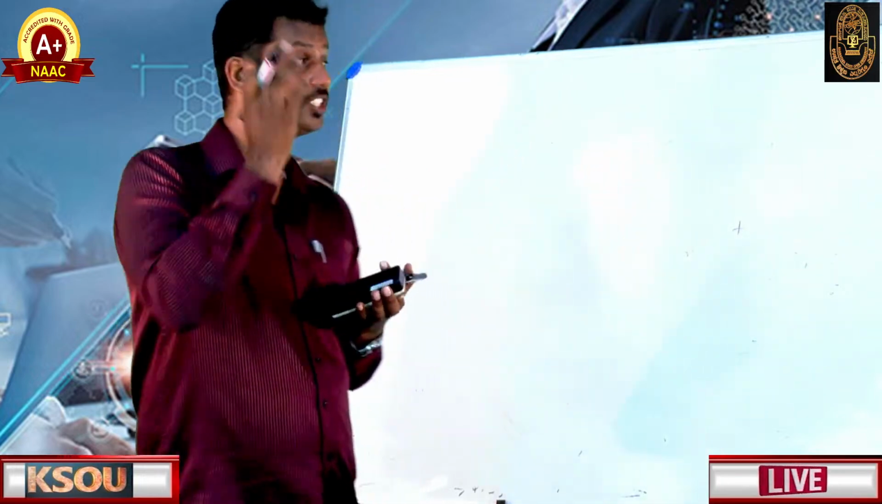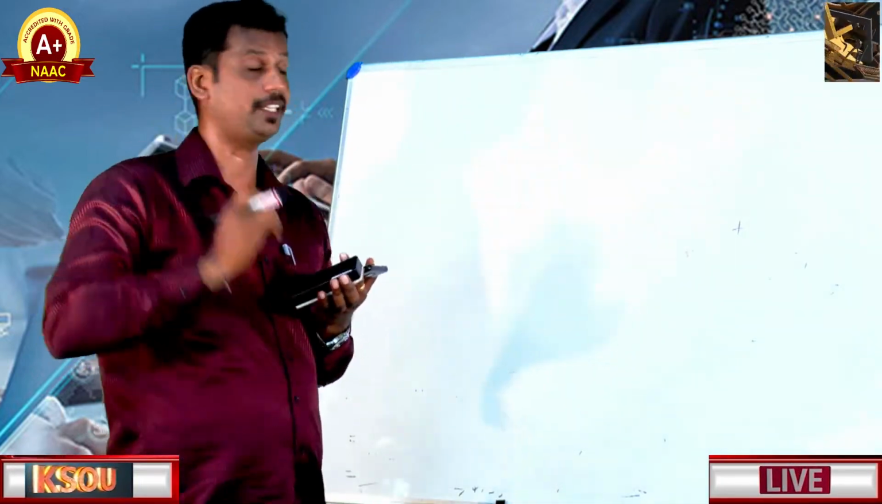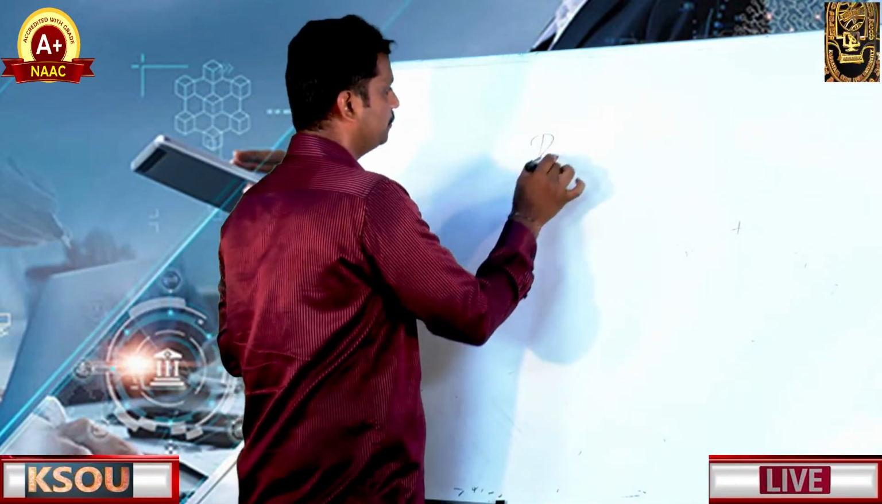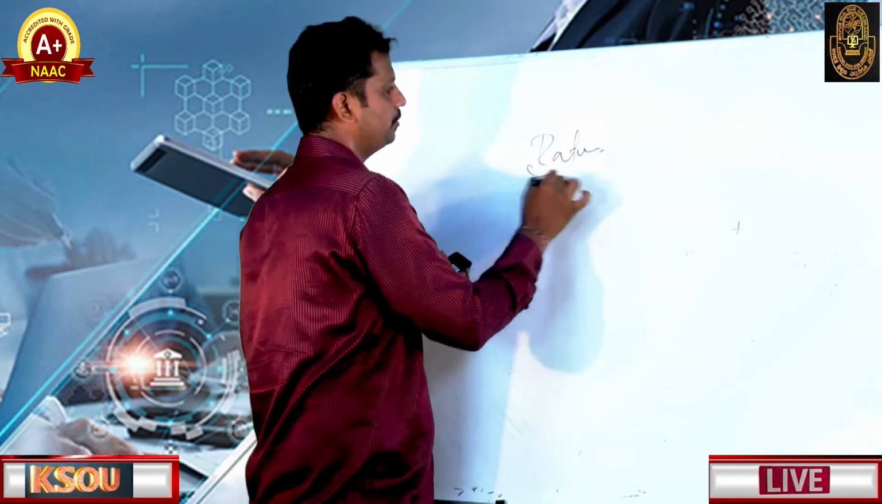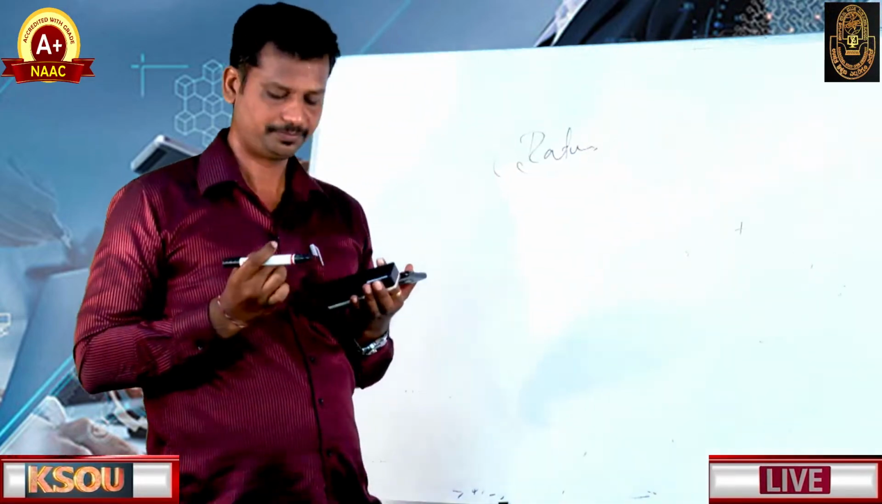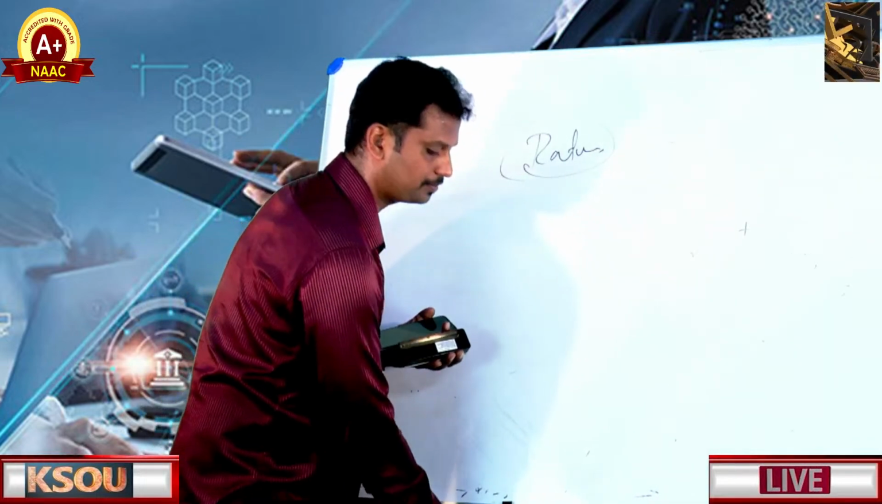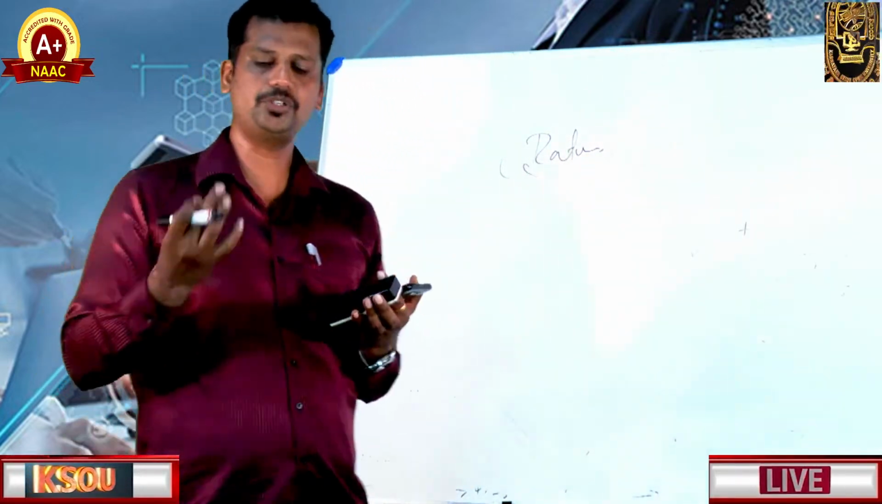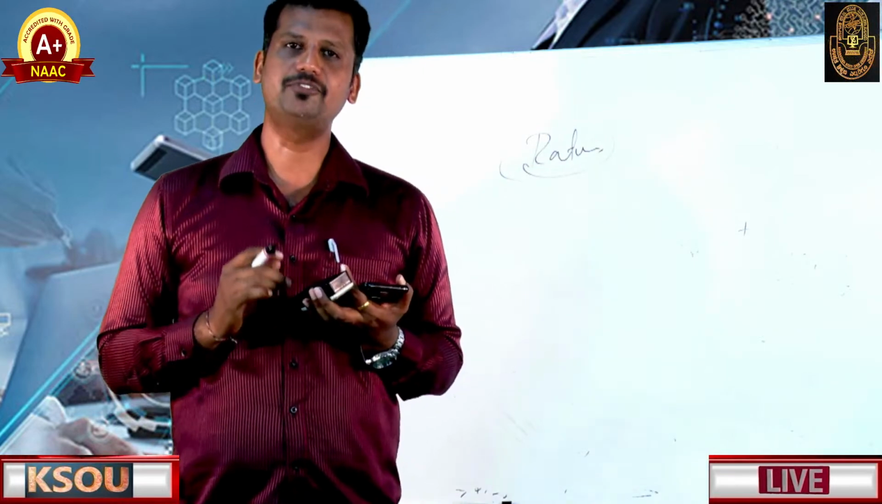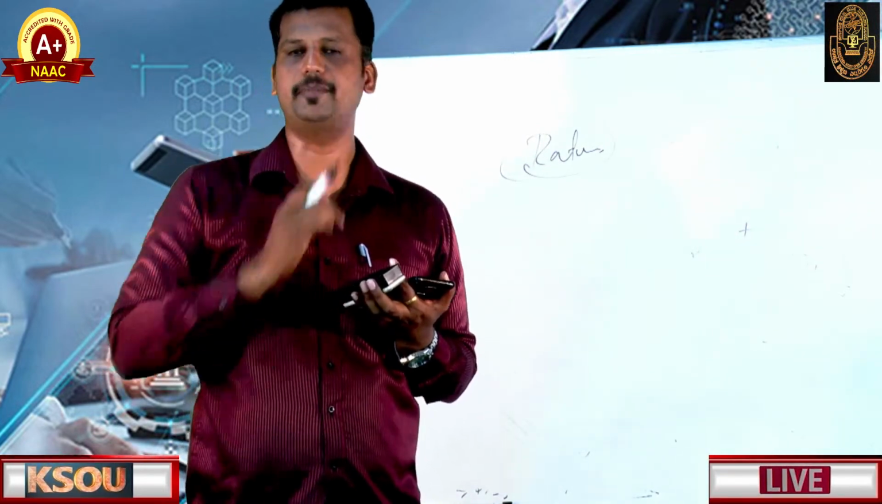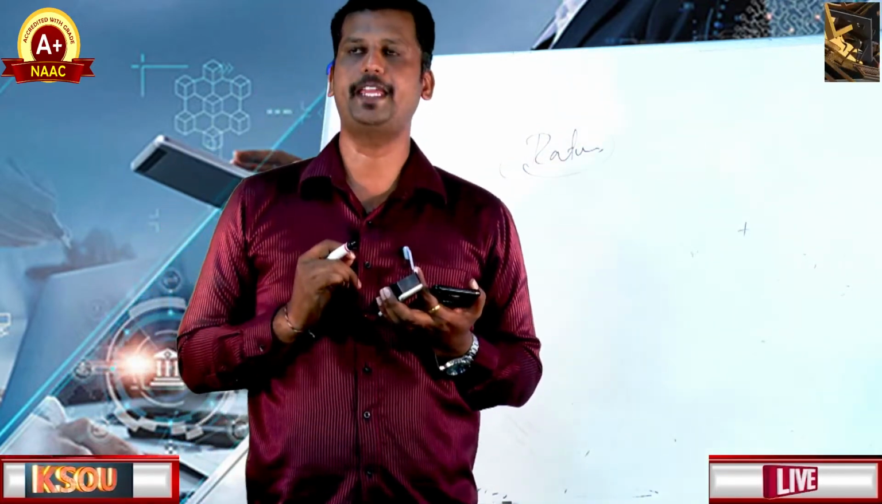Okay. The next topic in this first unit is called ratio. What is the ratio? The ratio is nothing but comparison of two elements. For example, what is the weight? 6 feet and 5 feet.